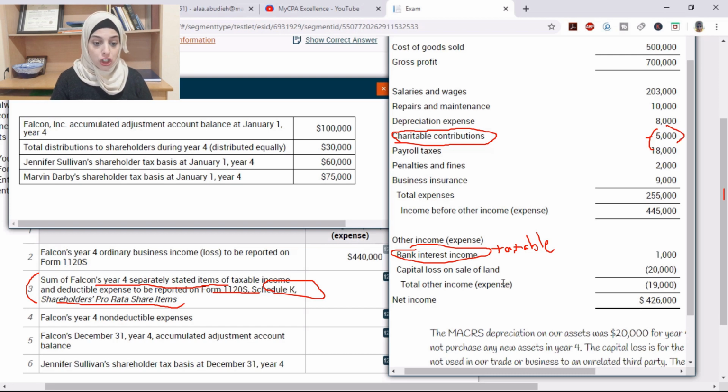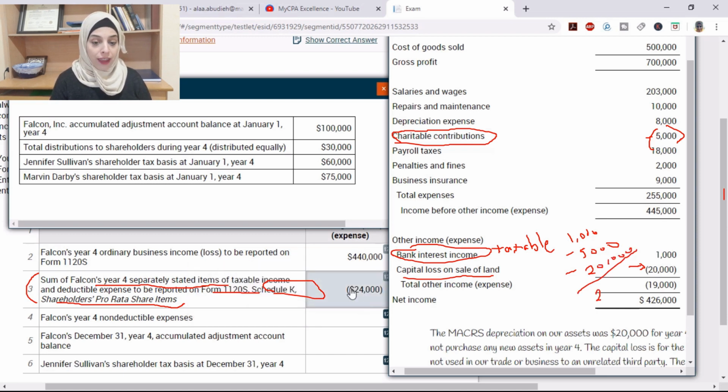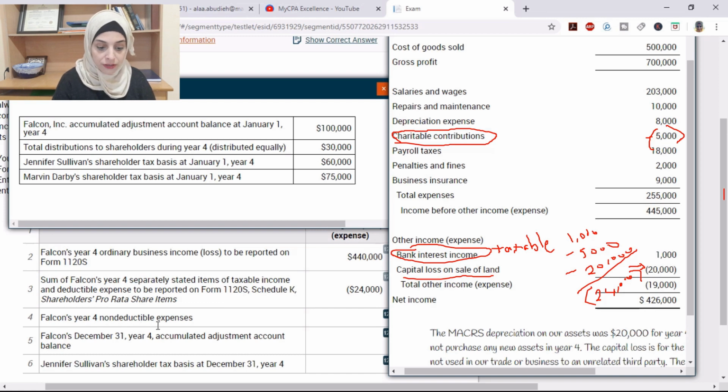So bank interest income of $1,000 is taxable income, minus charitable contributions of $5,000, minus the capital loss on sale of land of $20,000, and this will give us a total loss of $24,000. Make sure when you put the $24,000 here, as they told us in the question, any loss should be entered as a negative number. So we must put a minus sign and then just press enter or accept. You'll get the answer.